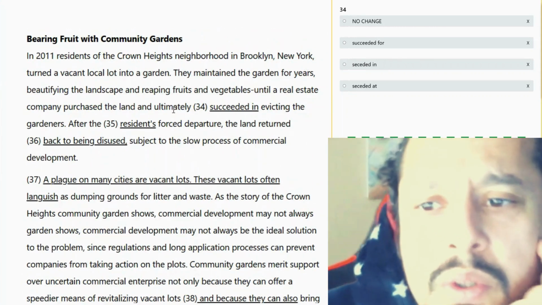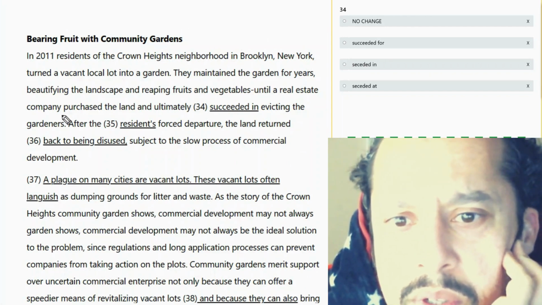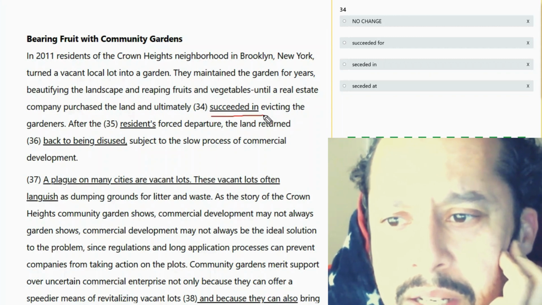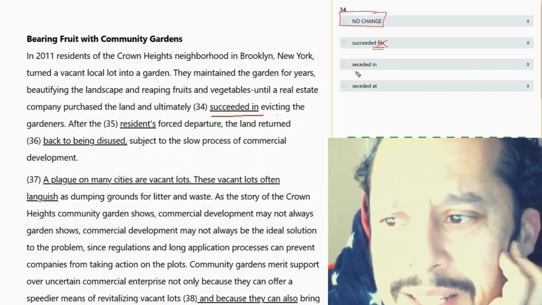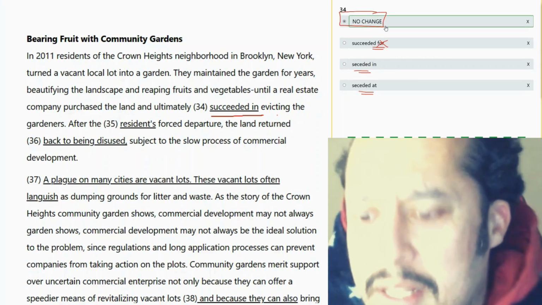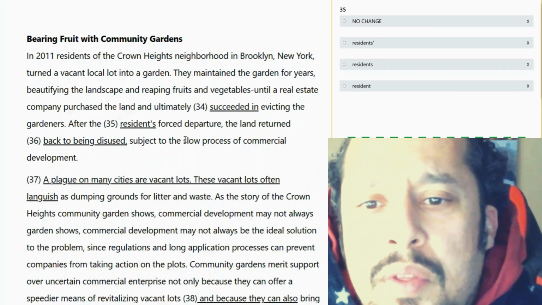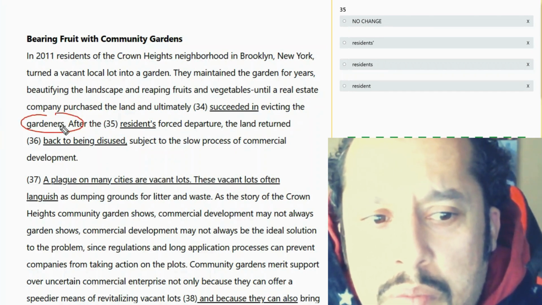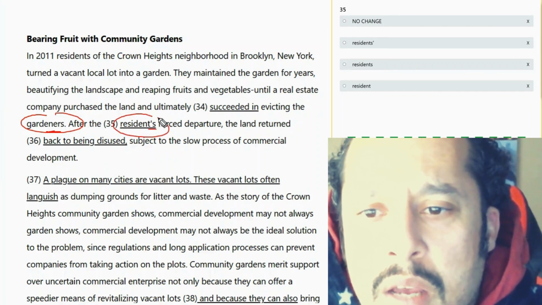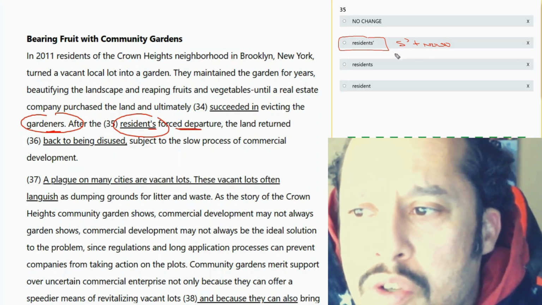Okay, and for years, succeeded in evicting the gardeners. Yeah, succeed. نجحوا. Not succeeded for. Not succeeded يسحب. Not succeeded at برضو. Succeed معناها ينجح. Number 35. After the residents, well, we talk about the gardeners, so it's plural. So residents المفروض يبقى plural برضو. So هنا نقول إجابة B. So عندنا S apostrophe وبعديها بيجي noun forced departure. Keep that in mind.